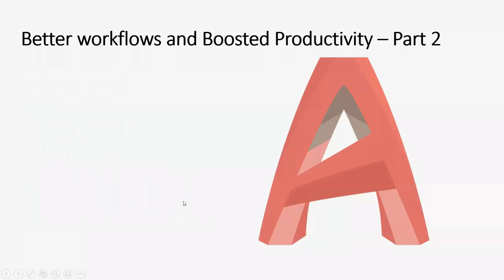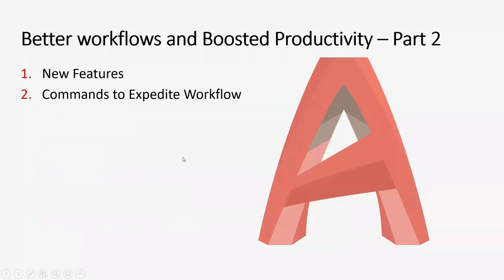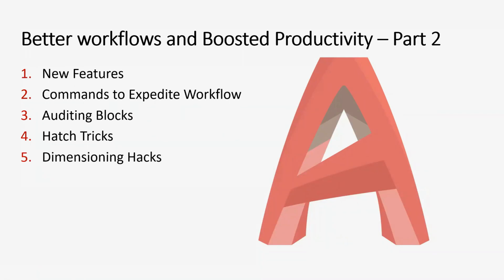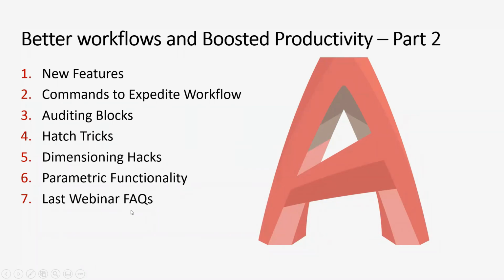And then we did have a part 2, where we touched on the new features that we said here, and some commands that people aren't aware of, just to expedite some workflow. We also started to look at auditing blocks because a lot of people had questions about the dynamic blocks, so we touched on that. There's also some hatch tricks that people wanted to know about, so we went through that. And there's actually a lot of commands that we can use to help us with hatches and dimensions. We even created basically a smart dimensioning tool that knows as soon as you use the command, it will put it into the correct layer and the correct colors and font and everything for that. And then a bit more parametric functionality because people like that Dynamo stuff, and also showing how you can be parametric without scripting. And then some of the last frequently asked questions from the last webinar.